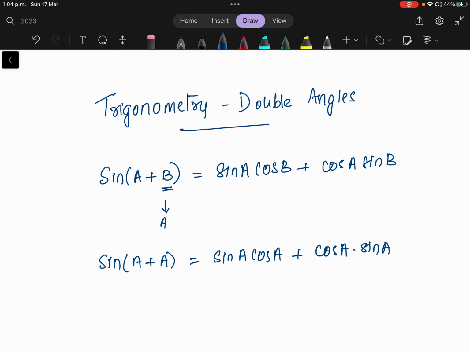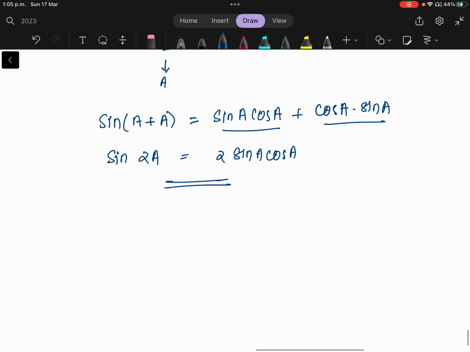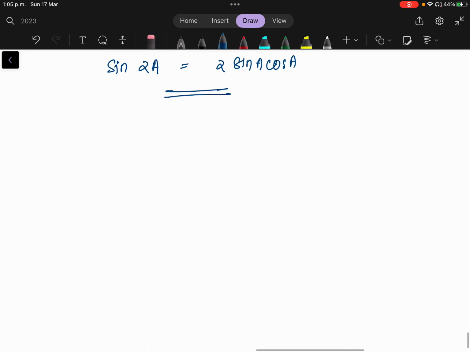sine A. So the left hand side will become sine 2A, that is equal to sine A cos A and cos A sine A, both are the same. So I can write this as 2 sine A cos A. So this is a formula. This is also there in the formula book, but it is good that you know how to derive the double angles.